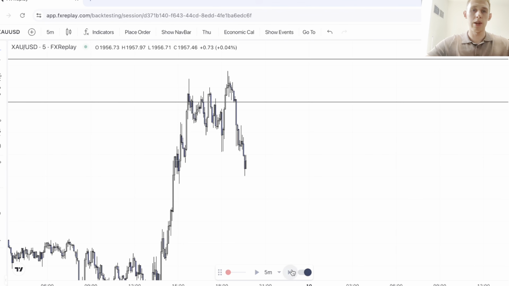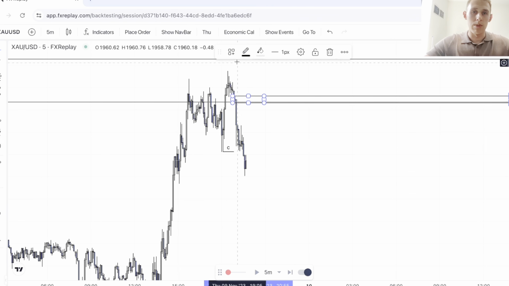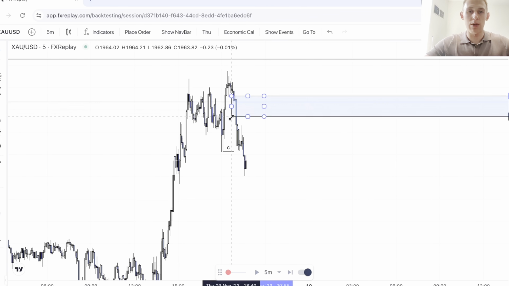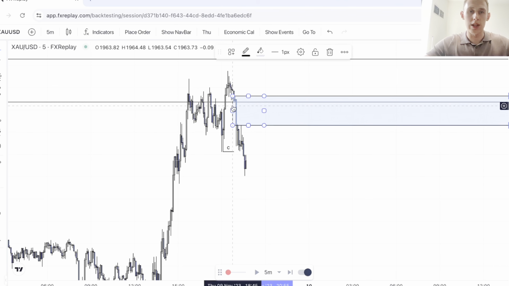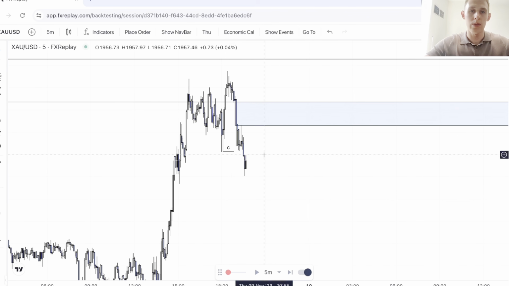And we need a closure below. There we go. Very nice. And once again, you could over refine the entry and look for a retest into this 5-minute zone. But for myself, I would rather just enter on this whole zone just here.